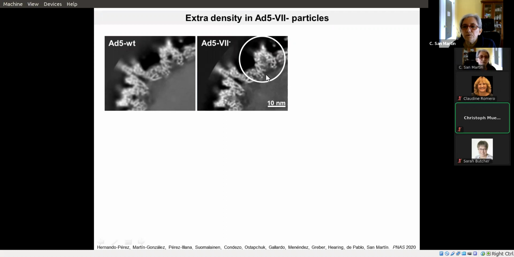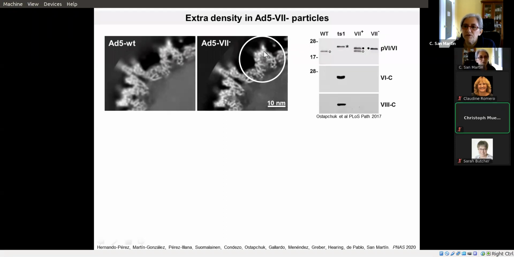The first clue we got about what this extra density can be came from the paper describing the mutant by Patrick Hearing, where they had observed that in the absence of protein 7, protein 6 is not completely cleaved by the maturation protease. They saw that out of the 2 cleavage sites in protein 6, the N-terminal cut is not made when protein 7 is not present.